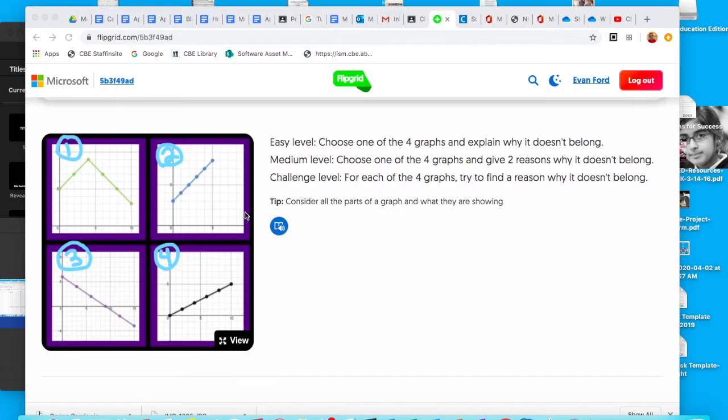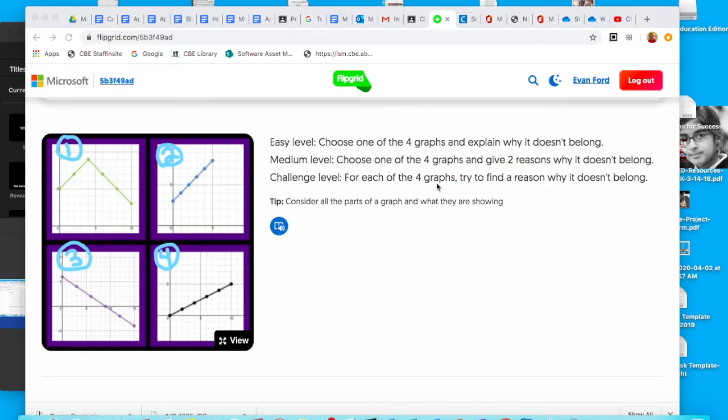Alright, so we're going to take a look at this assignment here. The easy level option is to choose one of the four graphs and explain why it doesn't belong in the group of four graphs. The medium level says to do the exact same thing, but instead to provide two reasons why one of these graphs doesn't belong.